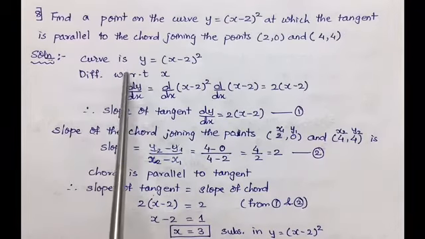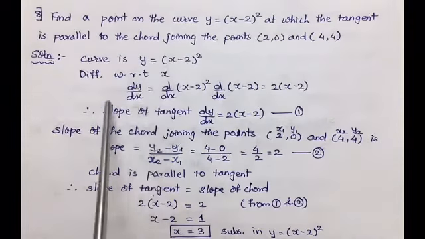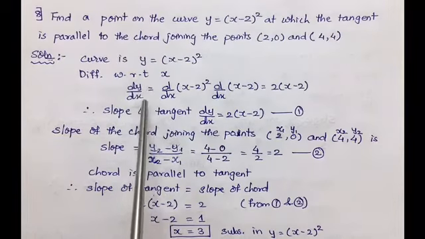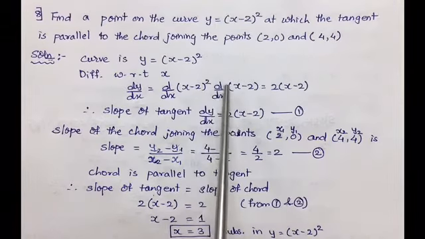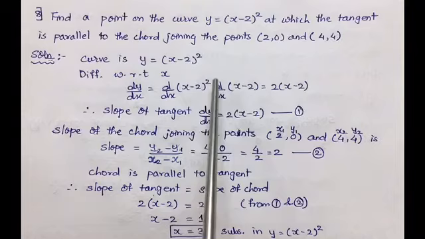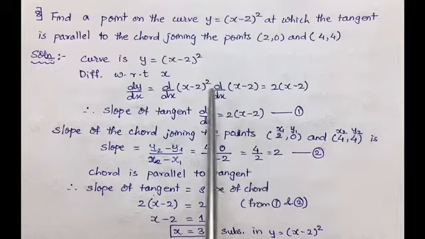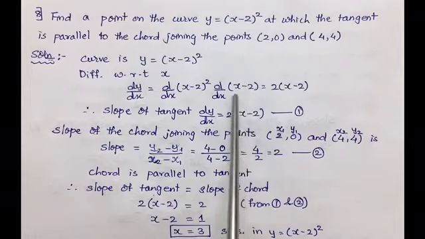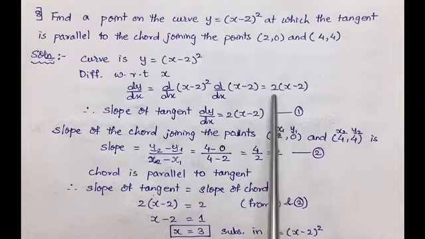Now to calculate the slope of the tangent, the curve is differentiated with respect to x. So differentiating with respect to x, the curve equation, we get dy by dx is equal to d by dx of x minus 2 whole square into d by dx of x minus 2. We have used here chain rule. First is the derivative of power and then the derivative of the bracket. Derivative of power becomes 2 times x minus 2 and the derivative of x minus 2 is 1. So we get slope dy by dx as 2 into x minus 2.